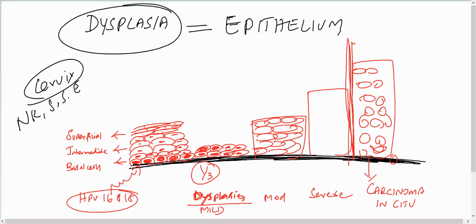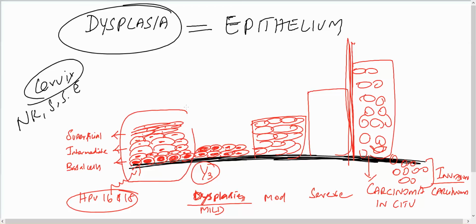But if they come out of the basement membrane, then it is invasion. This is invasion, which means it is becoming carcinoma. Once again I am telling, this is the normal structure of the cervical epithelium, that is, they have basal cells, intermediate cells, superficial cells.